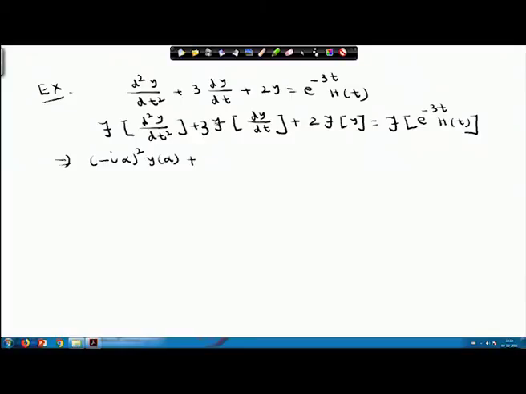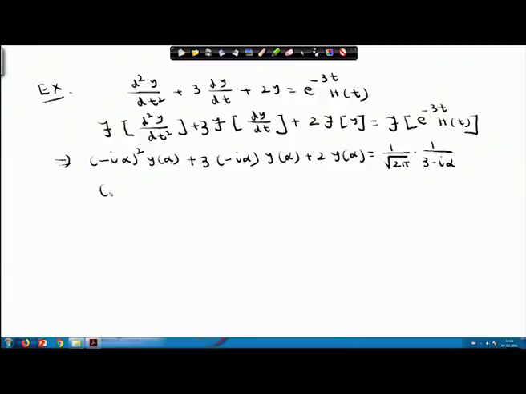will be, 3 will come here, 3 dy/dt is there. So, it will be 3 into Fourier transform of dy/dt. So, plus 3 into minus i alpha into y(alpha) plus 2 into y(alpha), the Fourier transform of y. And this value we have done already: 1 by root 2 pi into 1 by 3 minus i alpha. So, this Fourier transform of e power minus 3t into h(t), this we have done already using that property. We are writing this equals 1 by root 2 pi into 1 by 3 minus i alpha.